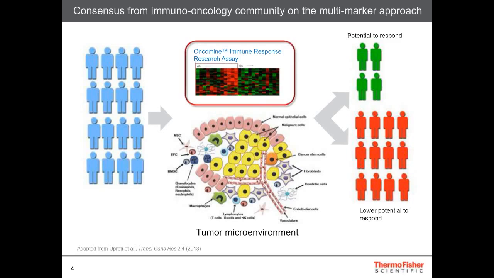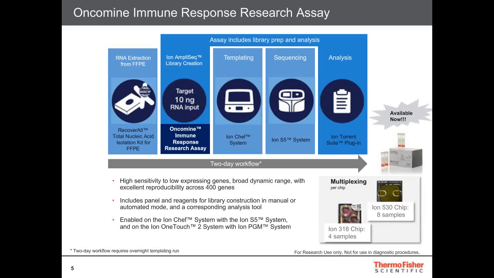And so, in response to this need for understanding at a research level what are the properties of the immune system that make patients uniquely susceptible to certain types of immunotherapies, we have developed the Oncomine Immune Response Research Assay. The Oncomine Immune Response Research Assay is a next-generation DNA sequencing assay. It is one of a family of assays that we have successfully launched and have been deployed all over the world and are in wide use.